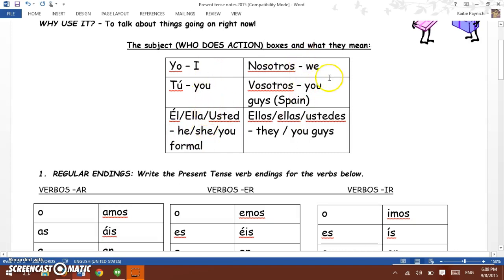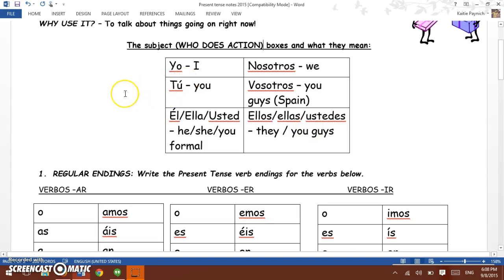Our second column here on the right hand side is the plural column. So in the upper right hand corner here we're going to put nosotros, then we're going to do vosotros, and remember we only really use that in Spain. And then the very last one is ellos, ellas, and ustedes. Just to clarify, remember ellos and ellas means they, ustedes means you guys, so they are slightly different.